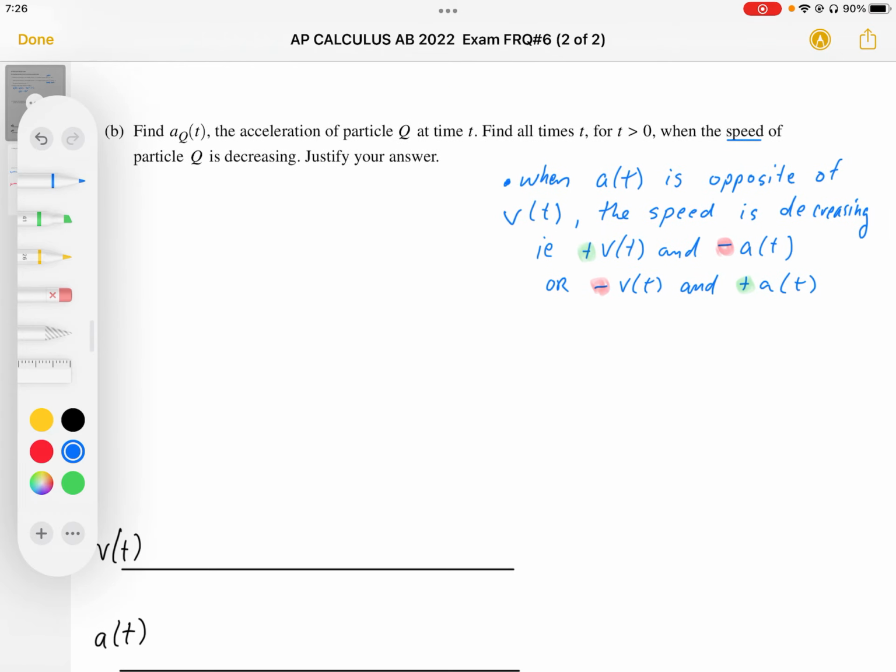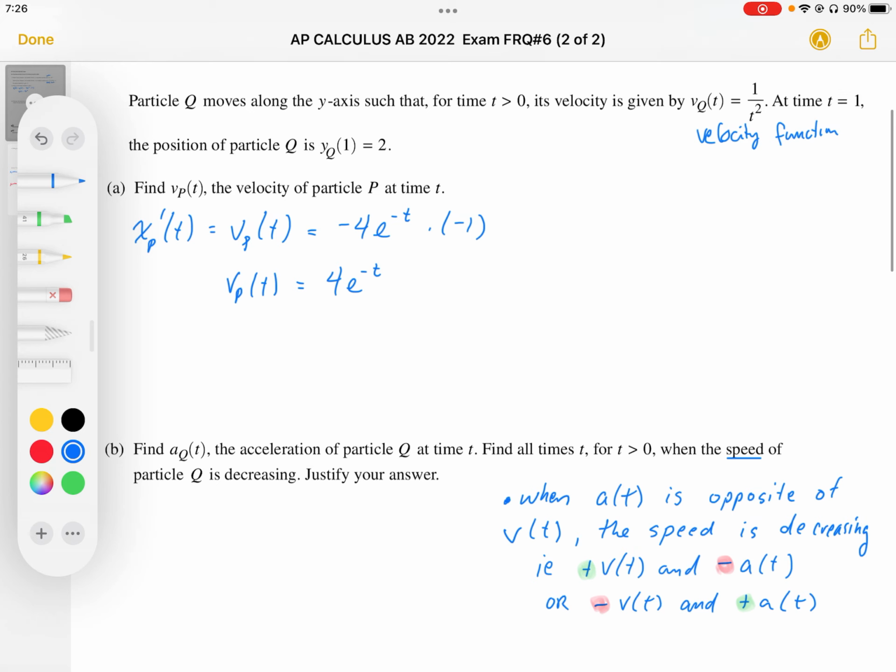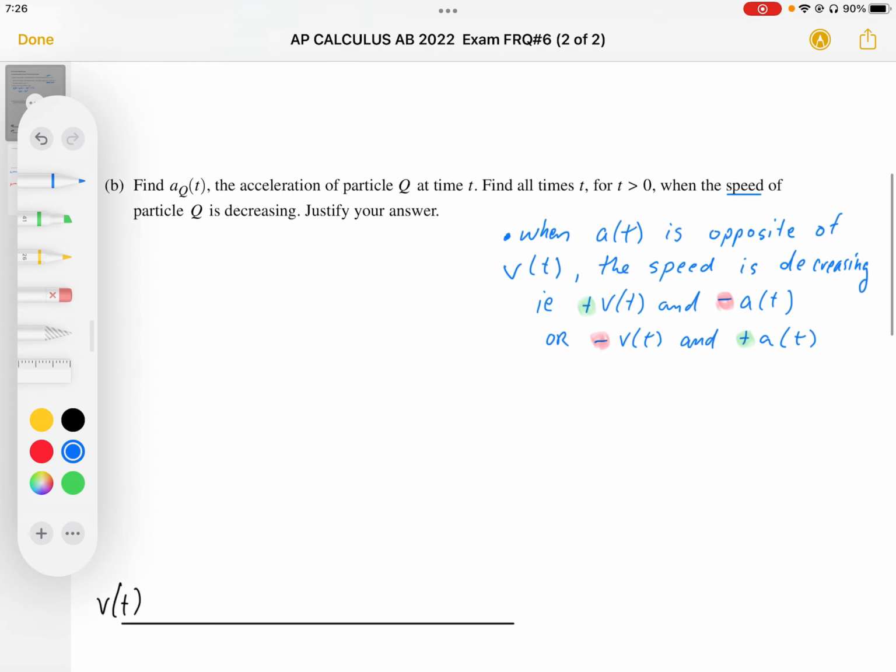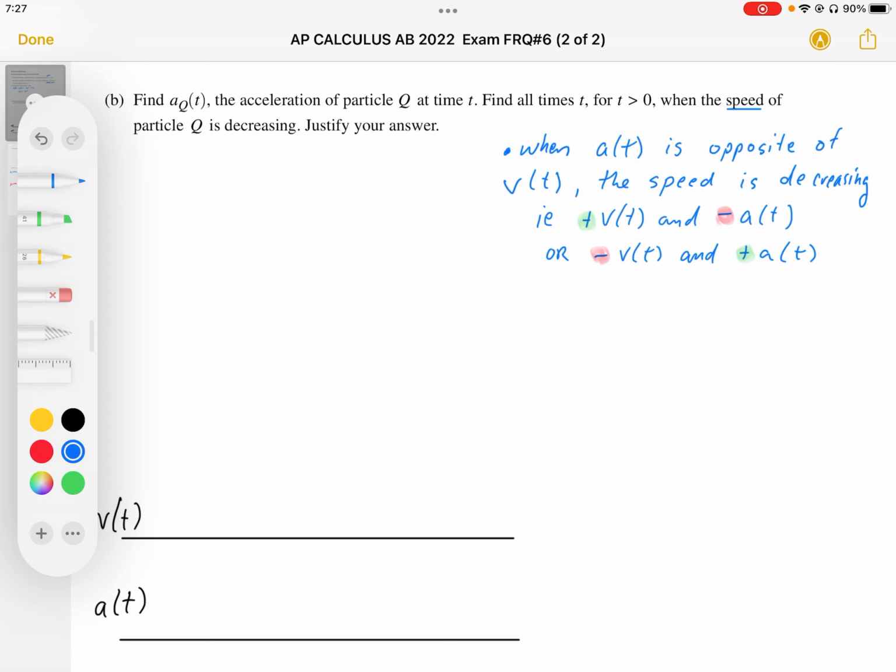Part B says a_Q, the acceleration of particle Q, so that's our vertical component. Q is vertical and P is our horizontal. The a gives us acceleration. Find all times for t greater than 0 when the speed of the particle Q is decreasing, and justify your answer. So the key to this problem is, first of all, we need to understand that we're talking about speed. And when the acceleration, a(t), is opposite of v(t), the speed will be decreasing. So anytime we have the acceleration working against the velocity, we have a decreasing speed.